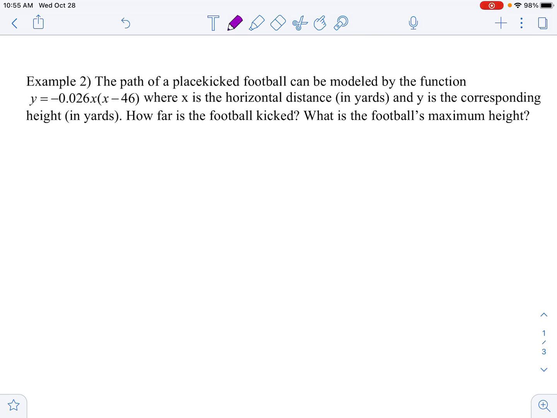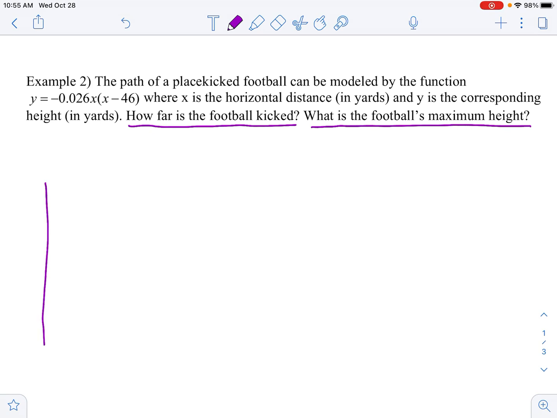All right, again, I recommend that you draw a picture. You might also want to underline some important information. And I always underline the question. And in this case, we have two. How far is it kicked? And what's the maximum height?